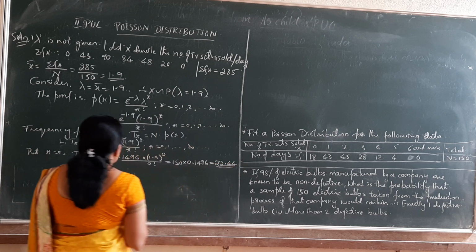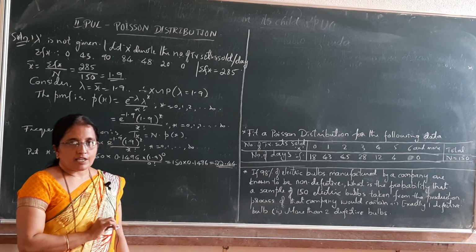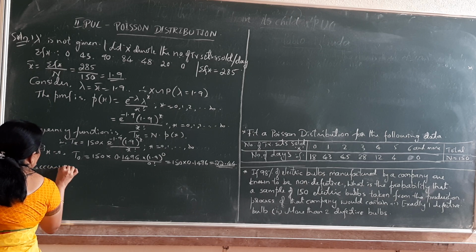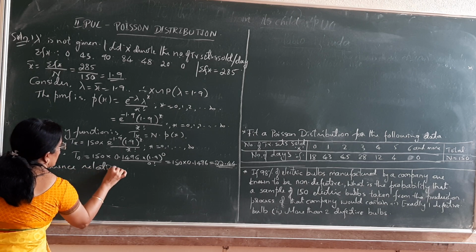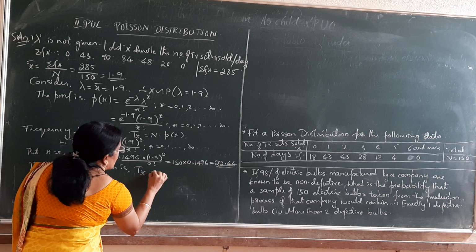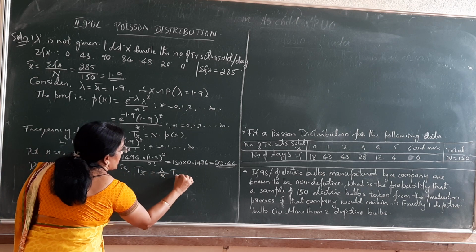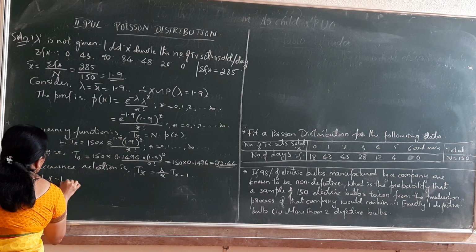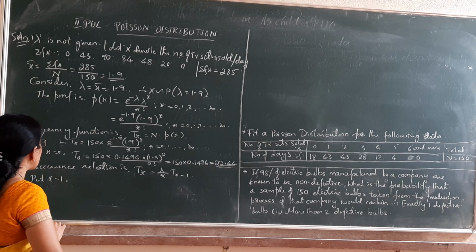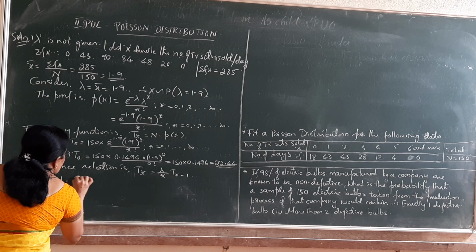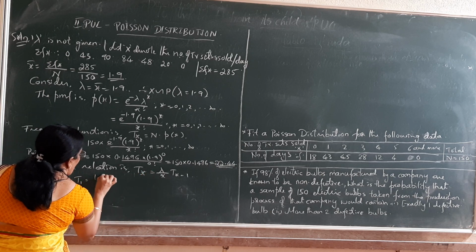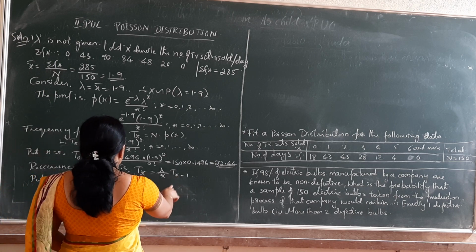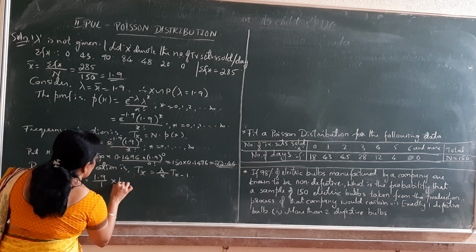22.44 is the answer. Next, once you got T0, the remaining frequencies are calculated with the help of the recurrence relation. So the recurrence relation is Tx is equal to lambda by x into Tx minus 1. Put them one by one, starting from x is equal to 1. So T1 is equal to lambda, lambda is 1.9, divided by x, x equal to 1, into Tx minus 1, that is T0.